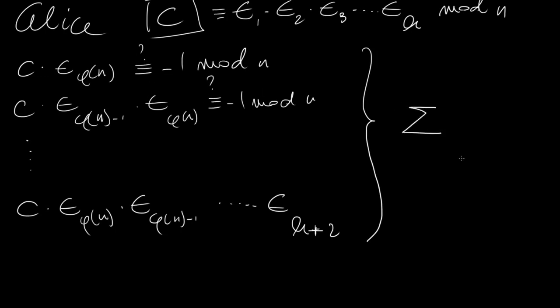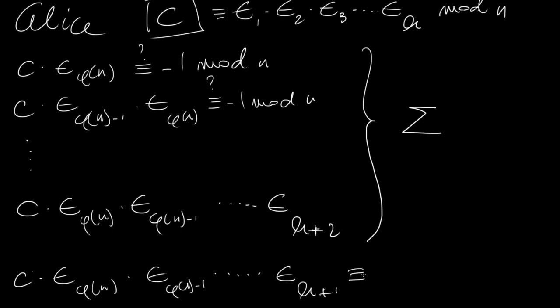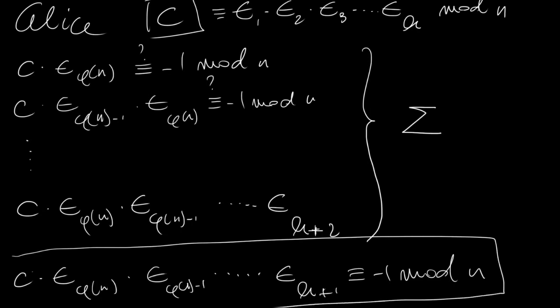So sigma is going to be the number of times that, by doing this multiplication, I'll generate a number that is congruent to negative 1 mod n before I have multiplied all the elements together. This is guaranteed by Gauss's generalization. All right, so this is how it works.